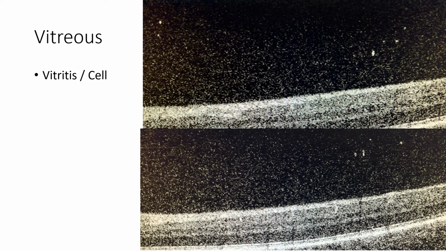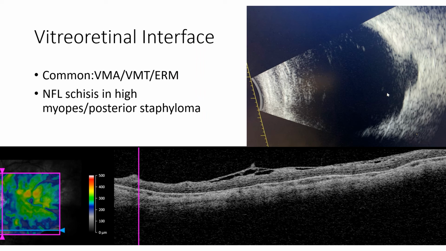Contrast the previous slide with this slide, which shows vitritis. The background brightness has been increased to highlight the cells. They are significantly smaller than the asteroid that we saw on the previous slide. Next, we come to vitreoretinal interface abnormalities. Commonly, you'll see vitreomacular adhesion, vitreomacular traction, and epiretinal membrane. And I'm not showing examples of these because they are relatively common.